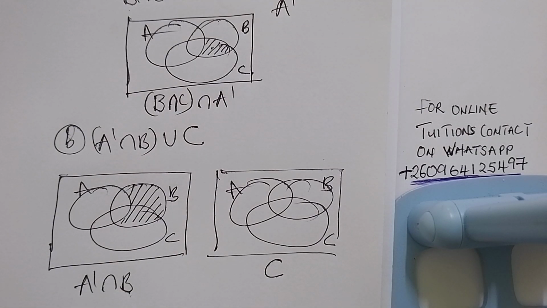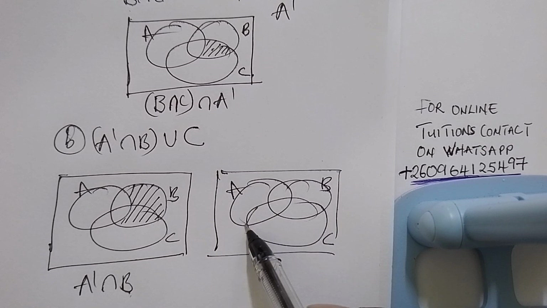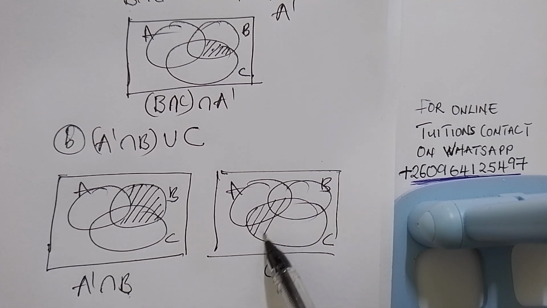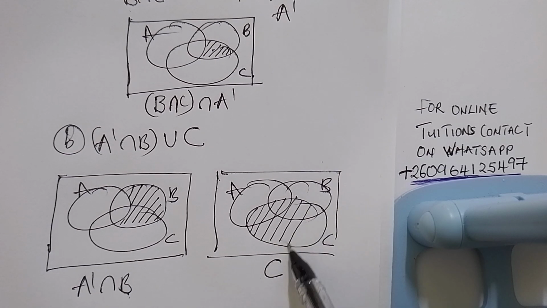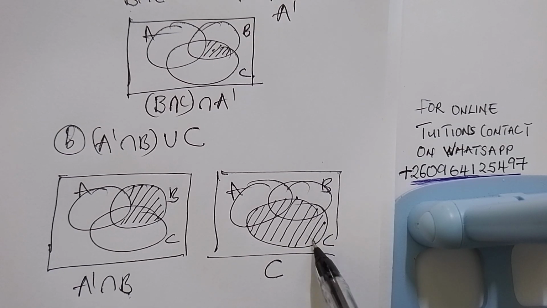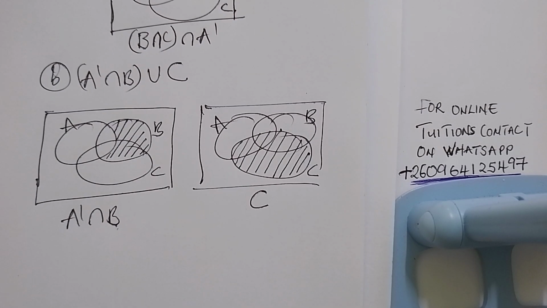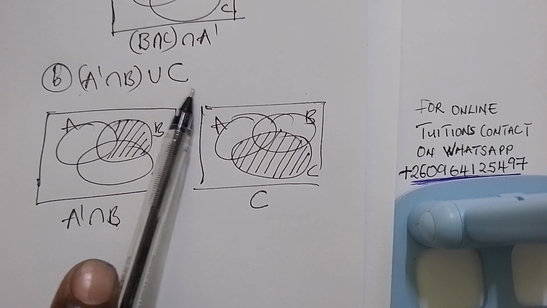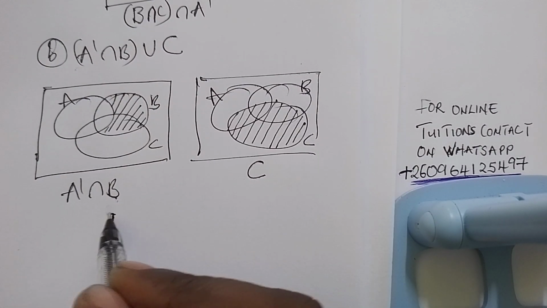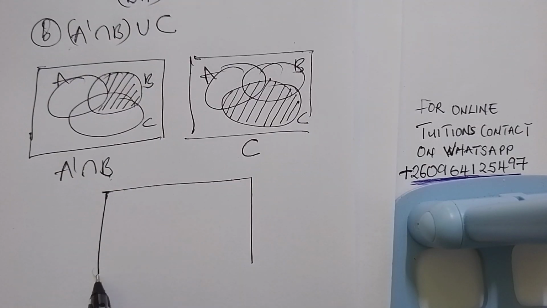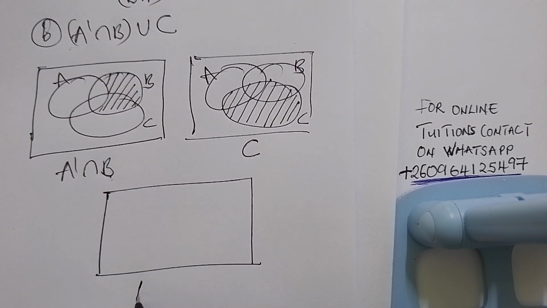What we have shown here is, of course, A complement intersection B. And C is easy to shade since we're just shading everything inside C. We don't care about the other sets. We just shade everything in C. That is C. Now, we're looking for A complement intersection B union C. You draw the Venn diagram for the final shading. And in this shading here, we need to show A complement intersection B union C.